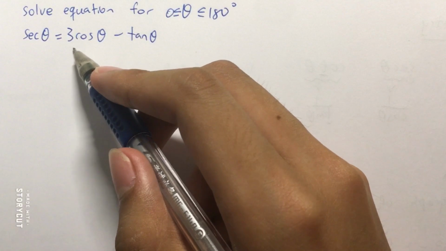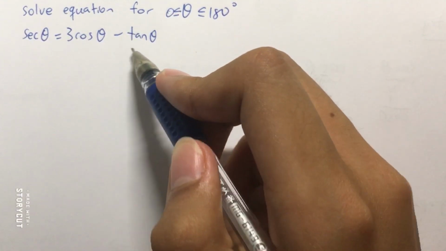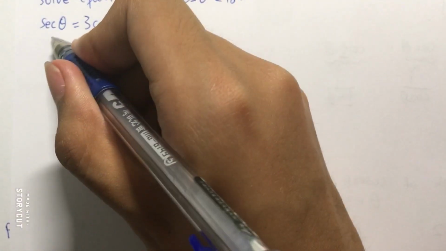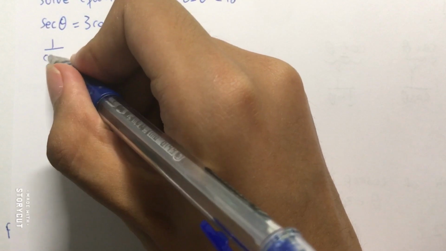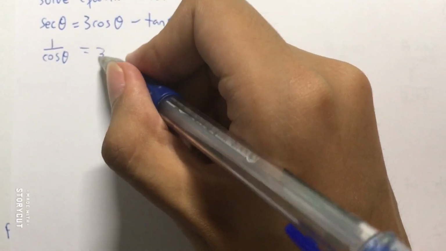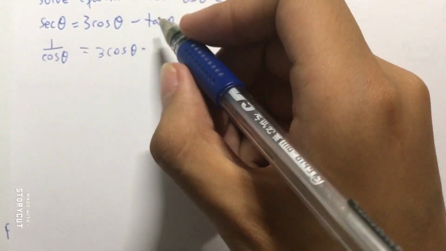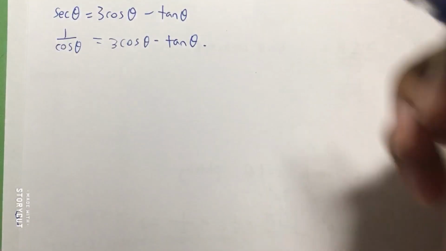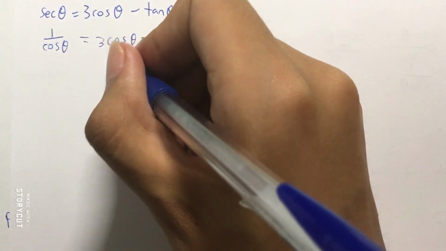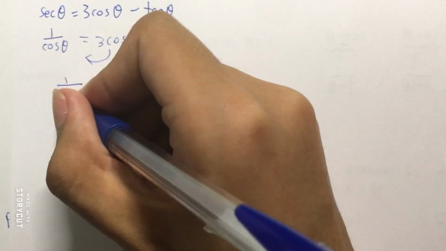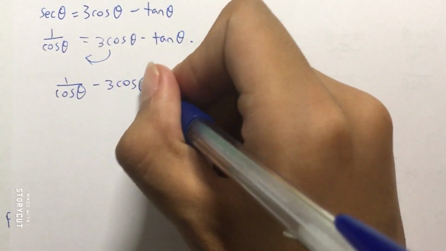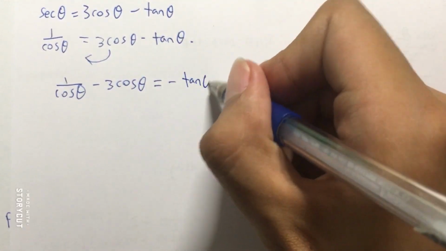The equation is secant theta equals 3 cosine theta minus tan theta. So let's do the same thing again. Let's change secant theta into 1 over cos theta, equals 3 cosine theta minus tangent theta. And let's move the 3 cosine theta to the left, which is minus 3 cosine theta equals negative tan theta.